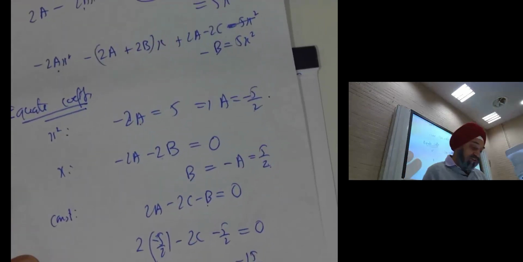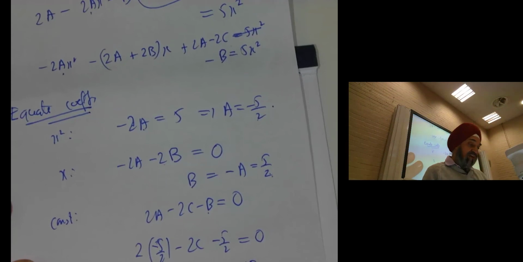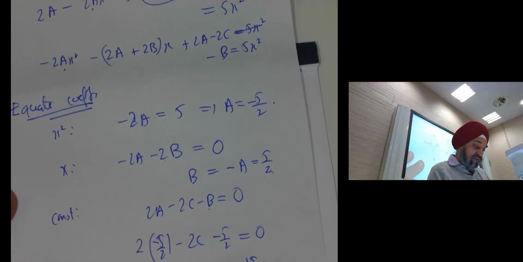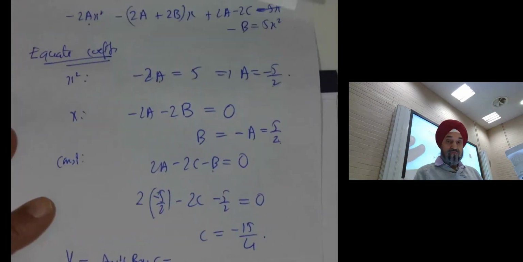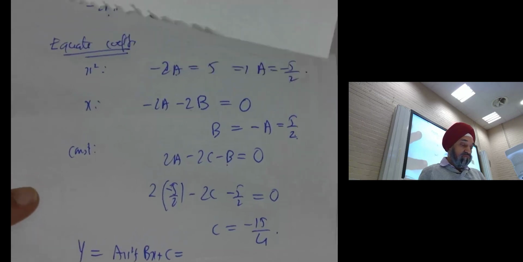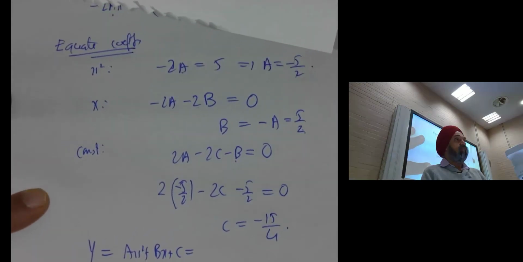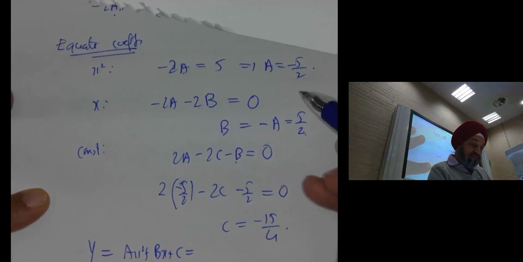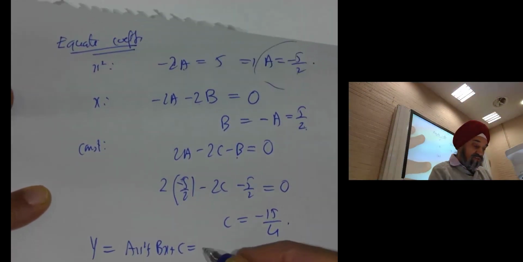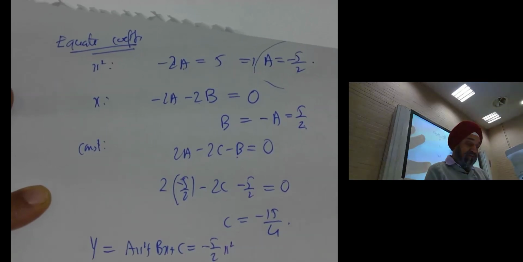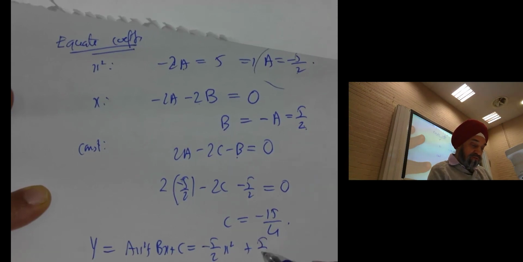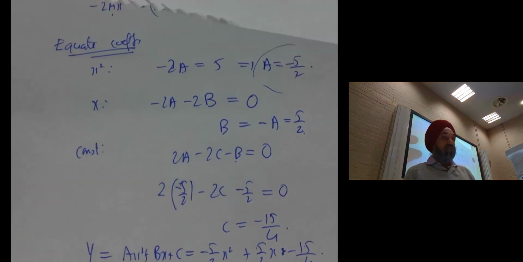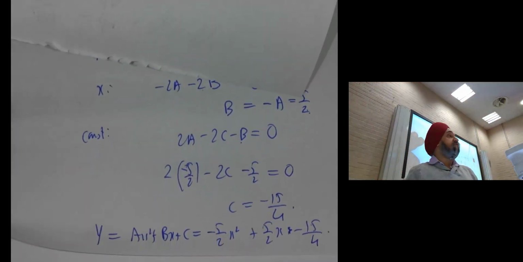So what's your particular integral? What's it going to be? It's y is equal to ax squared plus bx plus c. So what's it going to be? Minus 5 over 2x squared. A is minus 5 over 2. Look, there it is, yeah? Plus 5 over 2x. Yeah, B is 5 over 2. Plus 5 over 2x, yep. Minus 15 over 4. So that is your particular integral, isn't it? That's going to be your particular integral.